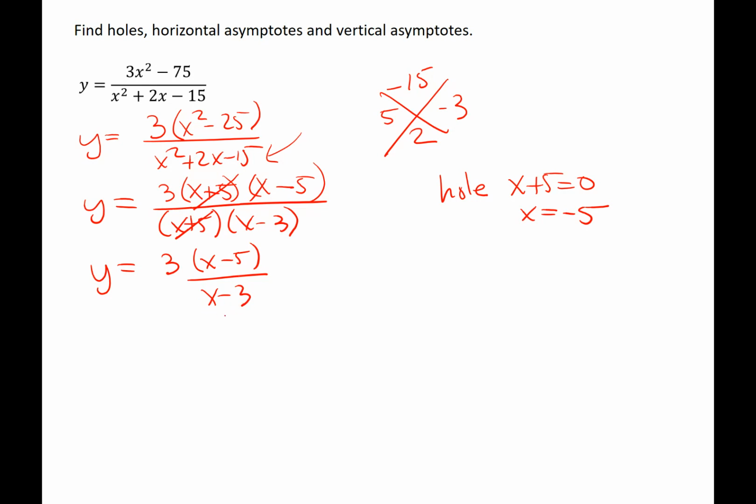Whatever's left in the denominator is the vertical asymptote. So I'm going to do my vertical asymptote next. I'm just abbreviating the words. So I'm going to take my x minus 3, set it equal to 0, and we get x equal to 3.